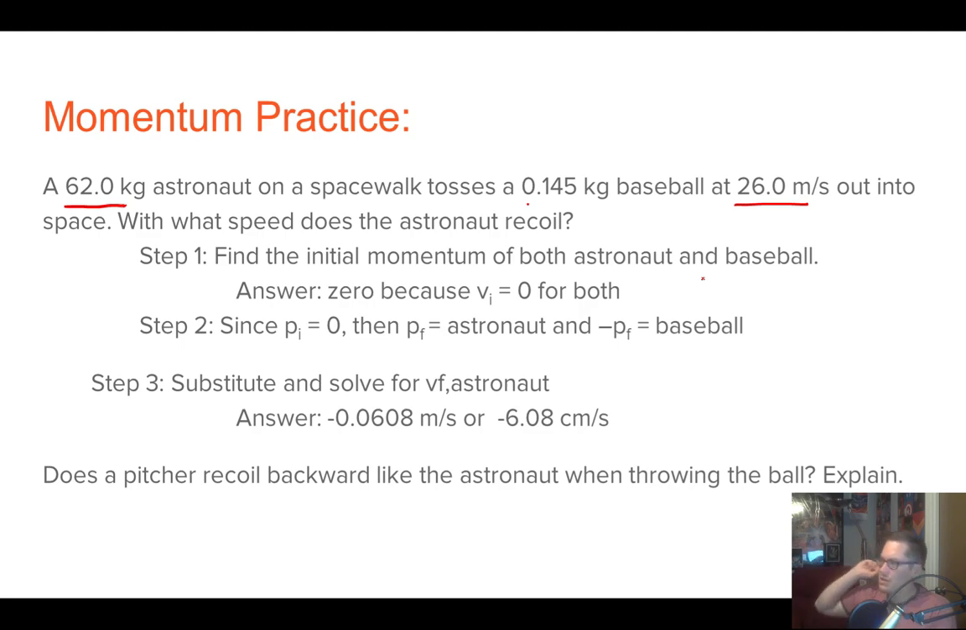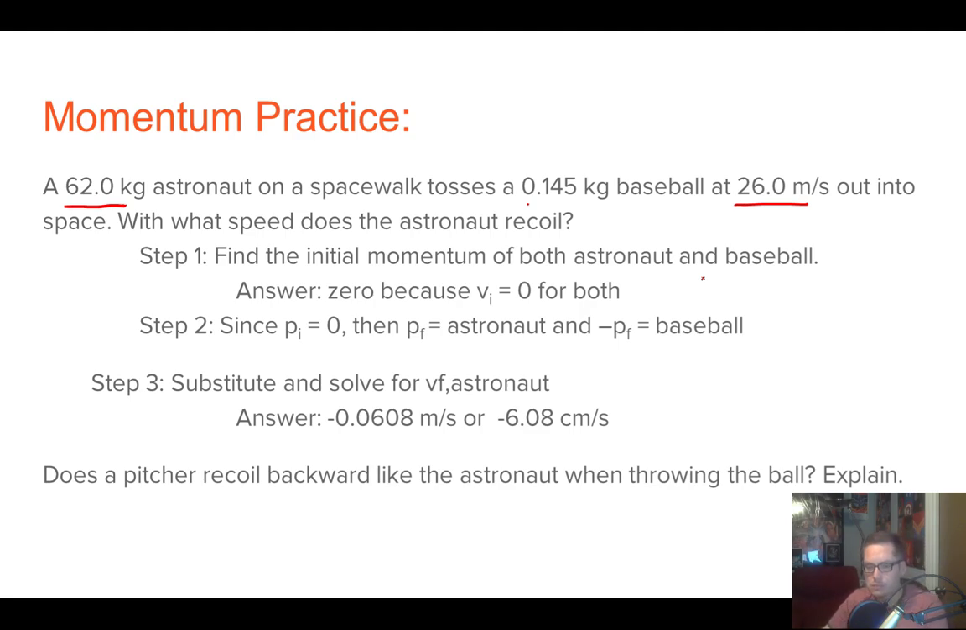So he throws that baseball, and if you've ever tried to throw something when you're ice skating or so, I assume none of you guys have been to space, but if you're ice skating and you throw something, you're going to start sliding backwards a little bit. Okay, so that same thing happens to our astronaut. He throws that ball out there, he's going to start moving backwards.